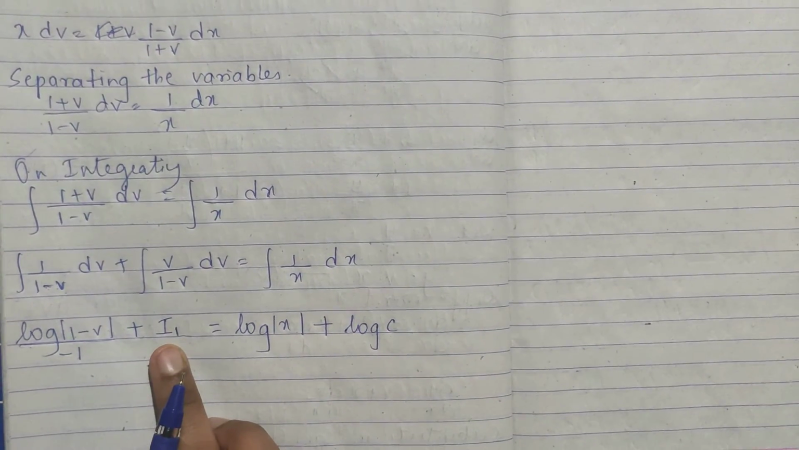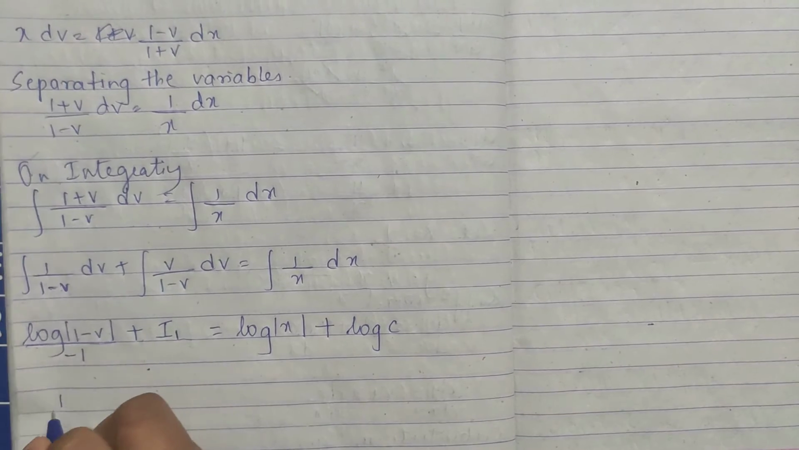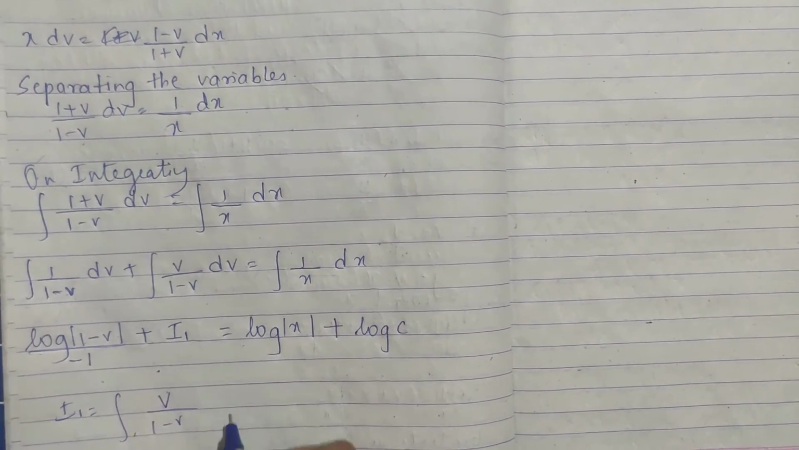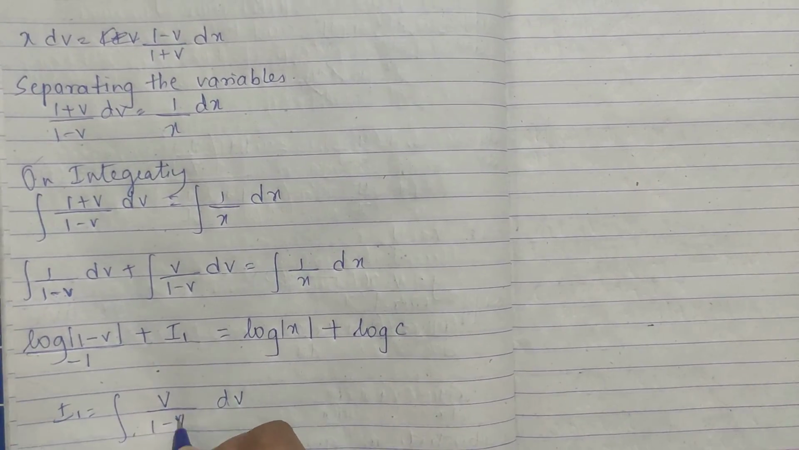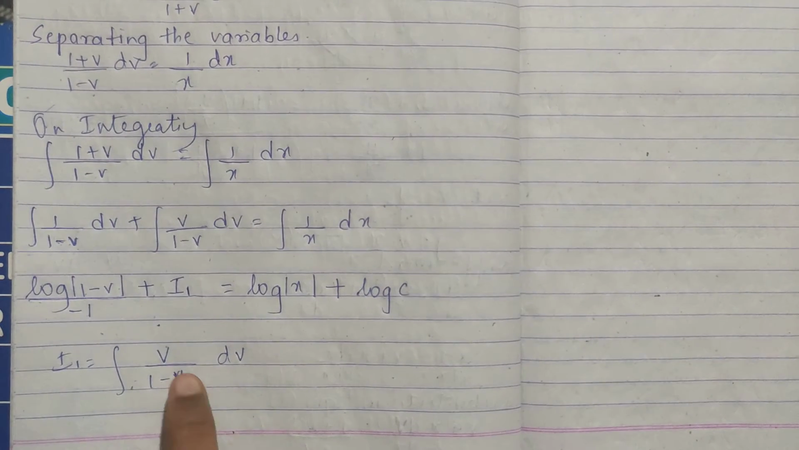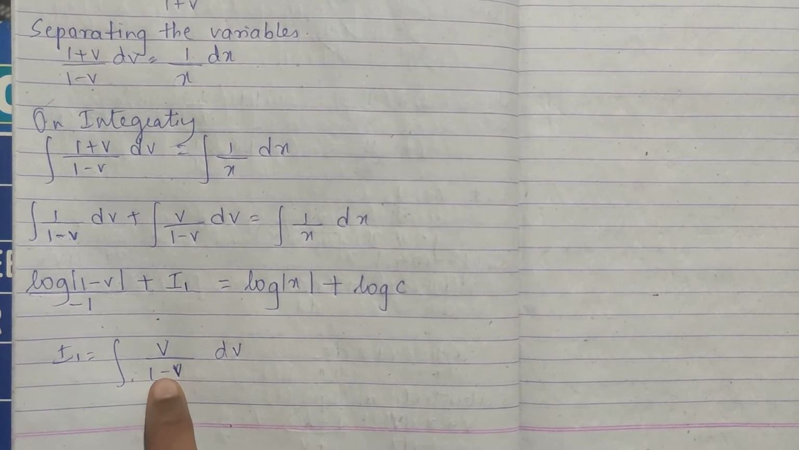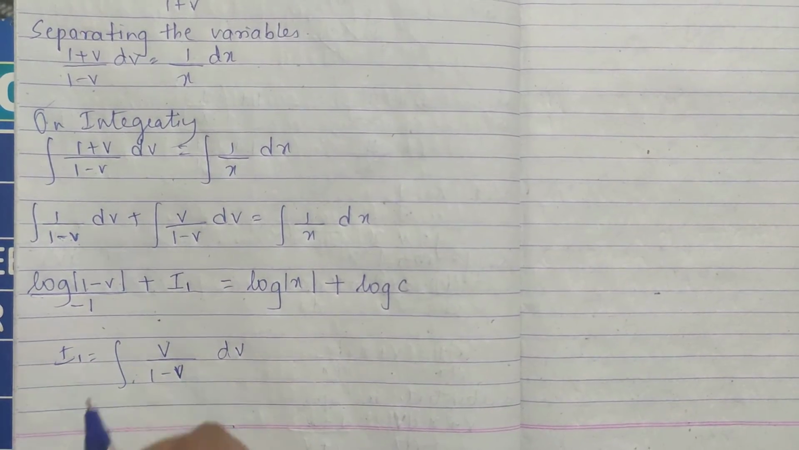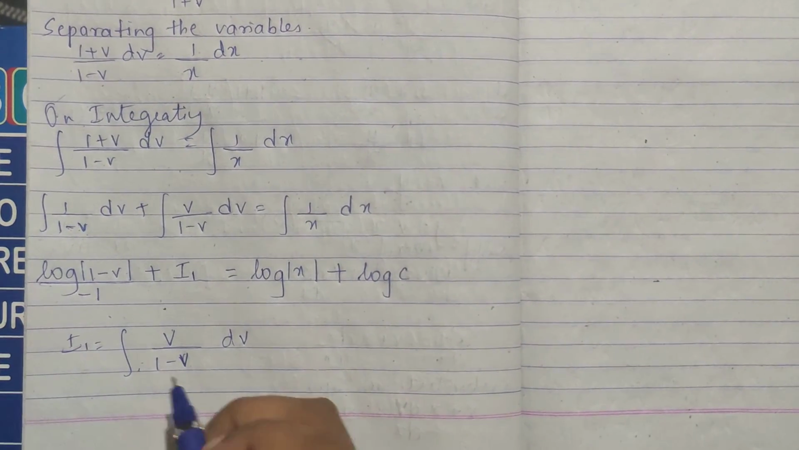Now we will take our I1. What is our I1? Integral of v upon 1 minus v dv. See, whenever you have such a question, what you have to do? You have to try to make the numerator the same as the denominator. So here you see it is 1 minus v. So what will we do? We will multiply, to make it inside.